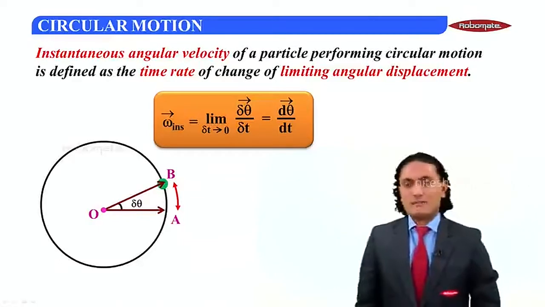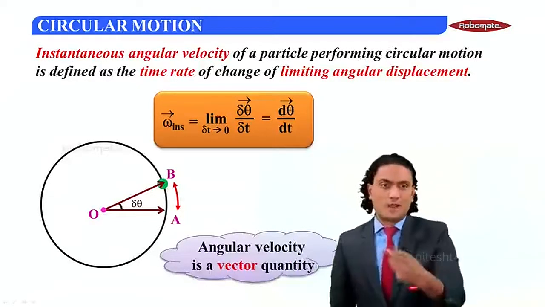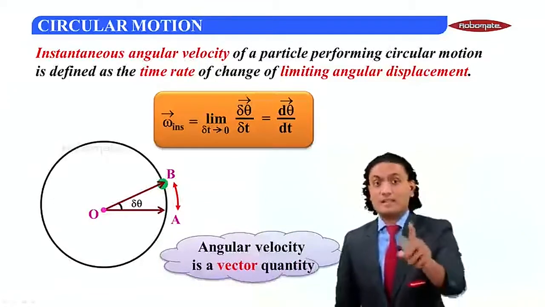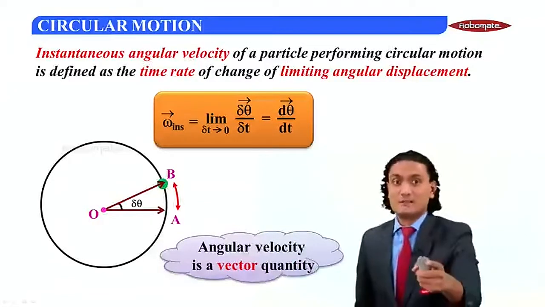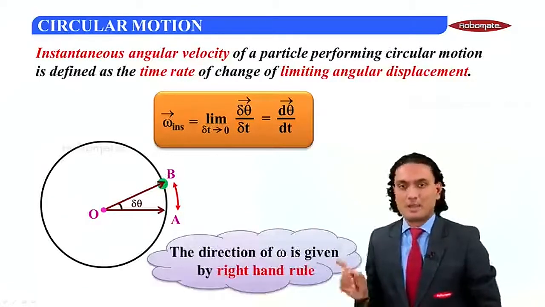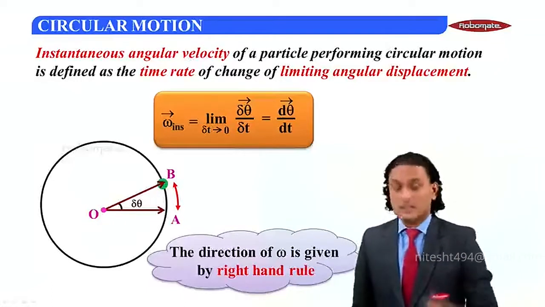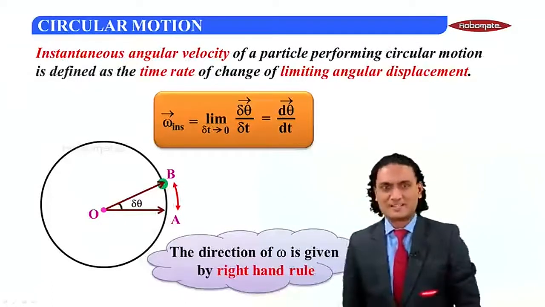Now students, angular velocity is a vector quantity, and we know how to find out the direction. We saw for instantaneous angular displacement. Which rule will you use? Yes, the direction of angular velocity is given by the right hand rule. Now, in the last module I gave you a shortcut. What is that? Yes students, very good. You're paying attention, that's nice.